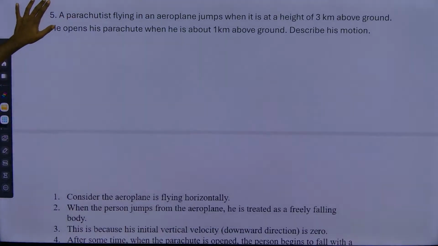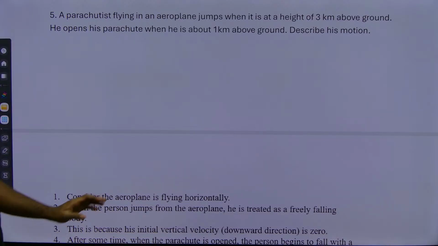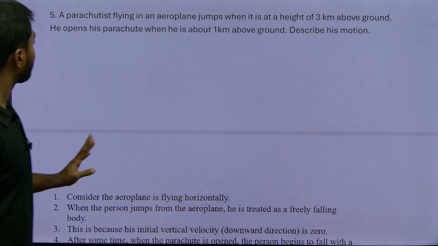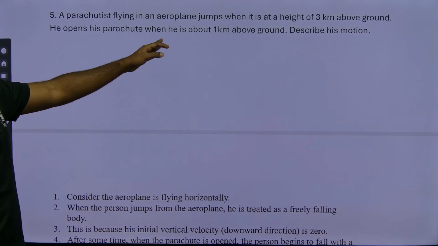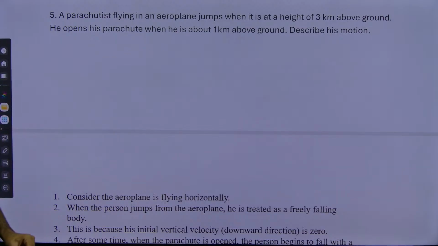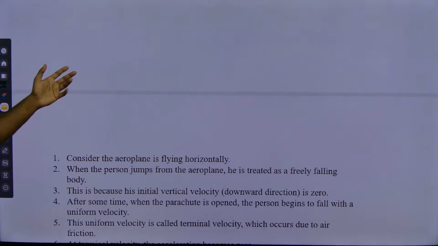Fine, we got it. A parachutist flying in an aeroplane jumps when its height is 3 km above the ground. He opens his parachute when he is about 1 km above the ground. Describe its motion. So we need to describe what the motion is there.